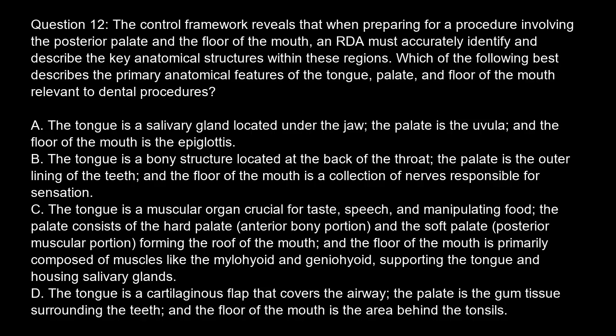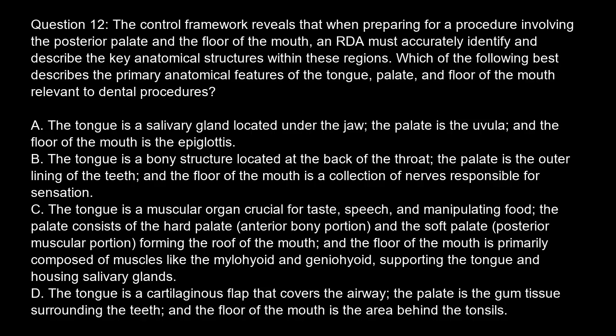The tongue is a salivary gland located under the jaw, the palate is the uvula, and the floor of the mouth is the epiglottis. Option B. The tongue is a bony structure located at the back of the throat, the palate is the outer lining of the teeth, and the floor of the mouth is a collection of nerves responsible for sensation.